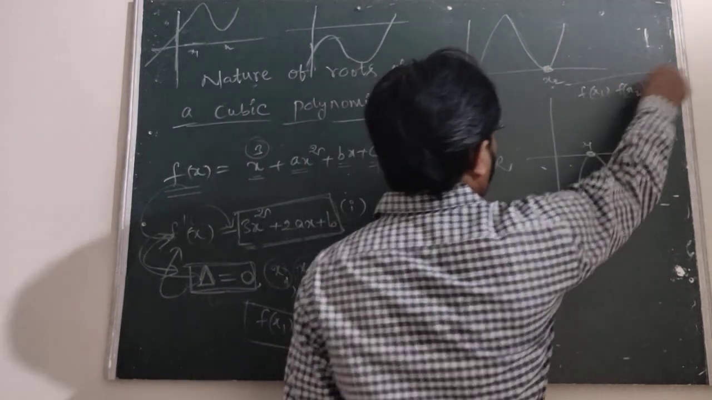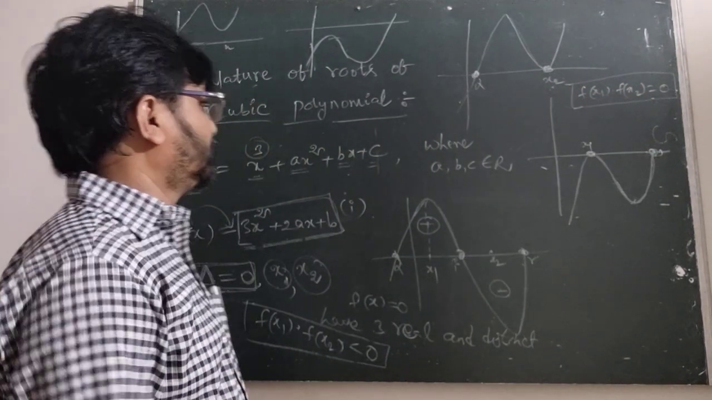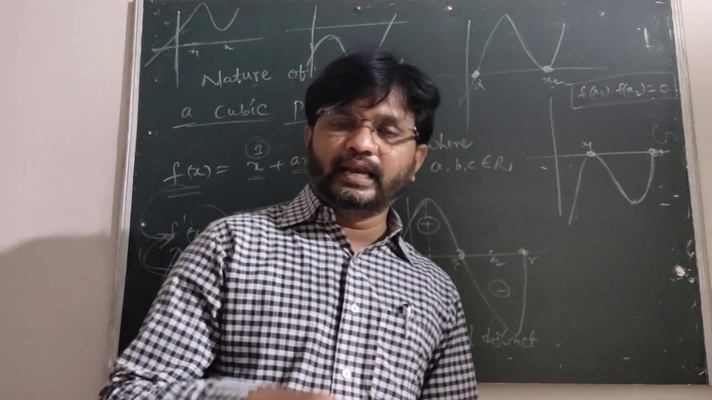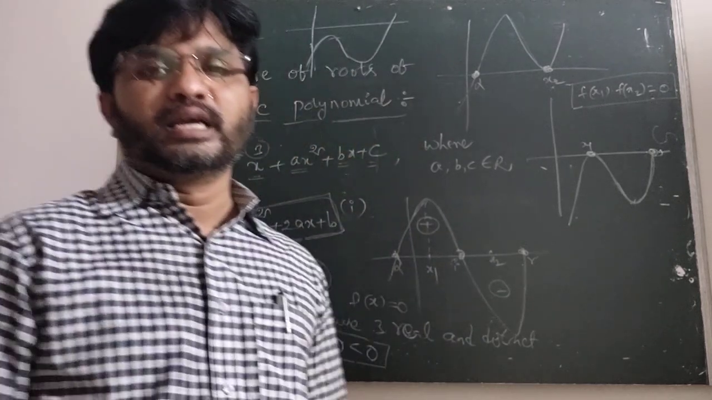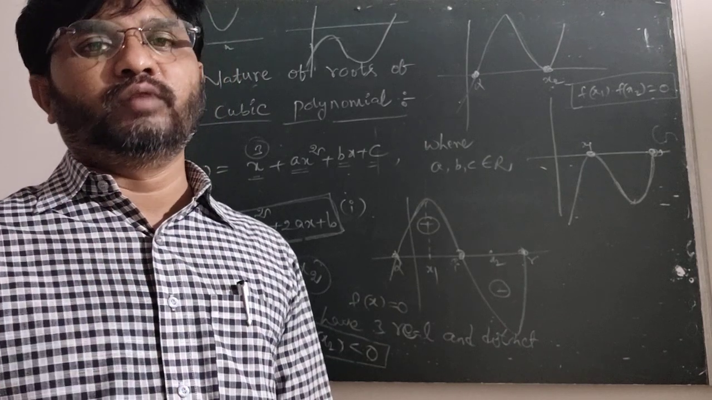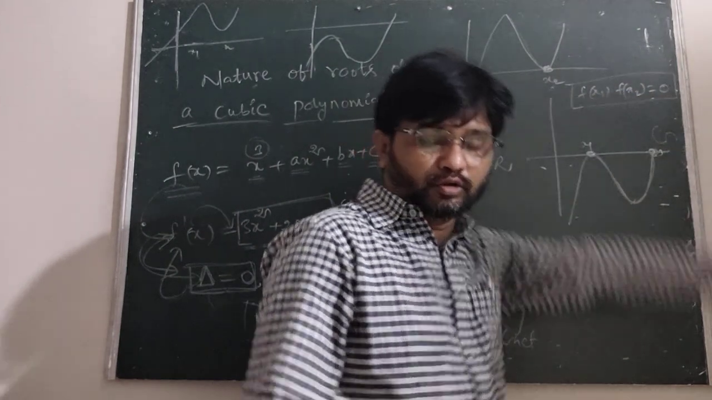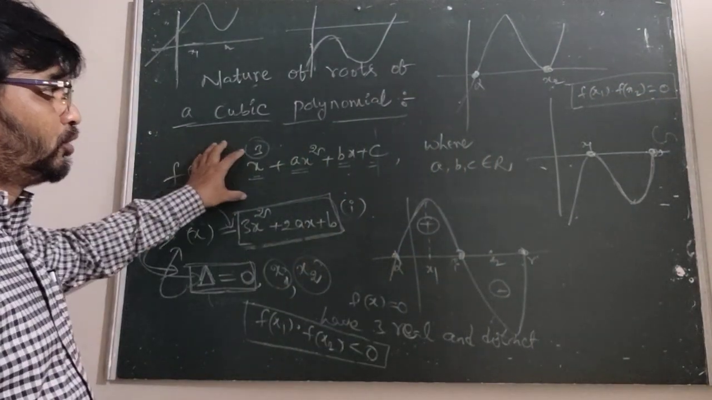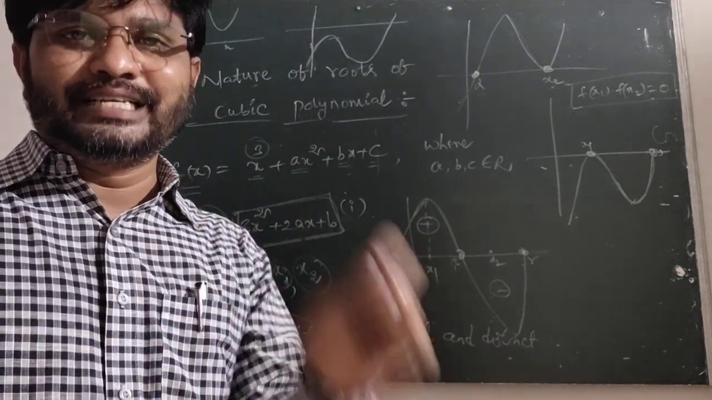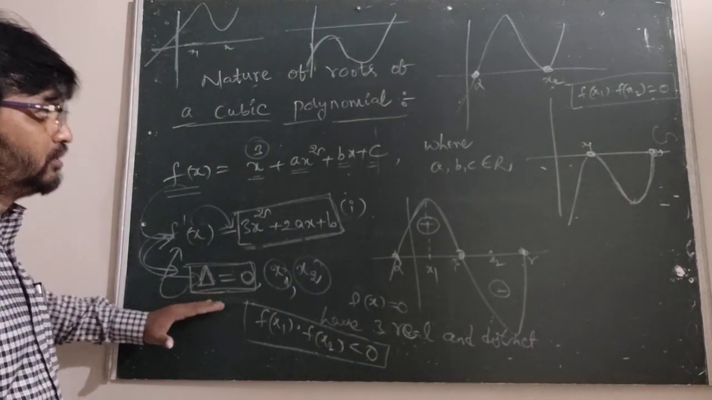So you can write that when the discriminant is 0, f of x1 into f of x2 is 0, then the polynomial equation of degree 3 has three real roots, but one is repeated. That means one is distinct, and the remaining two are equal. If f of x1 into f of x2 equal to 0, then f of x equal to 0 would have three real roots, in which one is distinct and the remaining two are equal roots. The discriminant must also be 0.